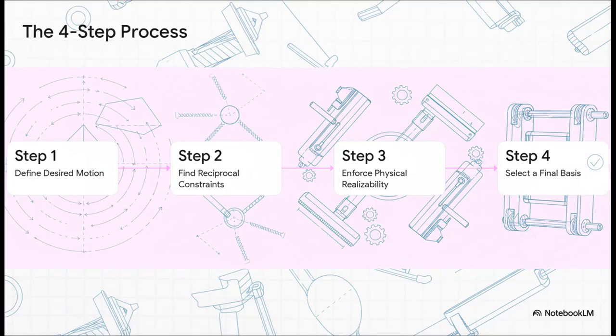Before we get buried in the math, let's just talk about the process in plain English. It's pretty straightforward, actually. First, you have to precisely define the motion you want. Second, you figure out all the forces and torques, the constraints that are reciprocal to that motion. And that just means they'll cancel out any movement you don't want. Third, and this is crucial, you make sure you can actually build those constraints using our wire flexures. And finally, you pick the exact set of constraints that will become your final design.